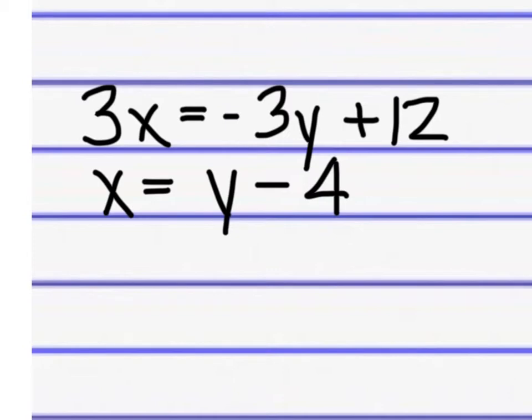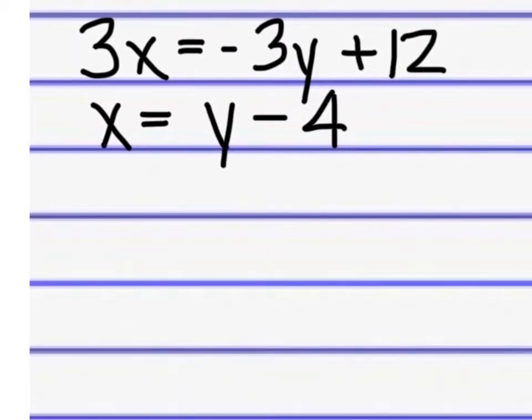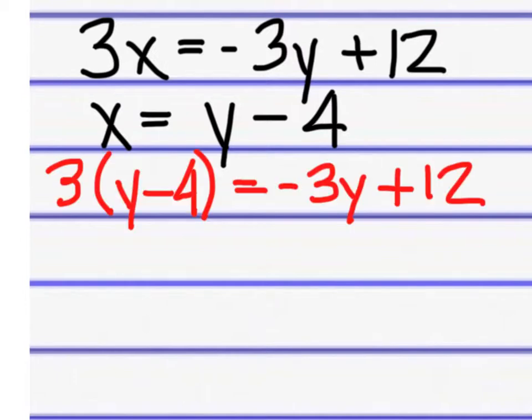Tell me what I have to do first on this problem. What do I do first? We can substitute in y minus 4 in for x in the top equation. So here it is. What do I do next after I put y minus 4 in?